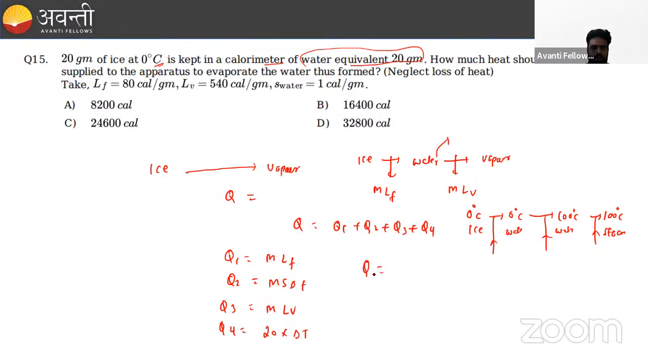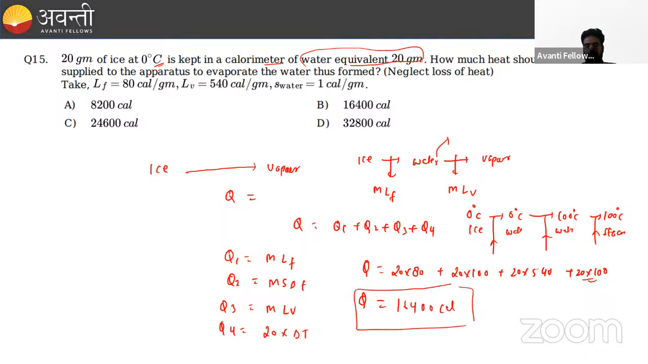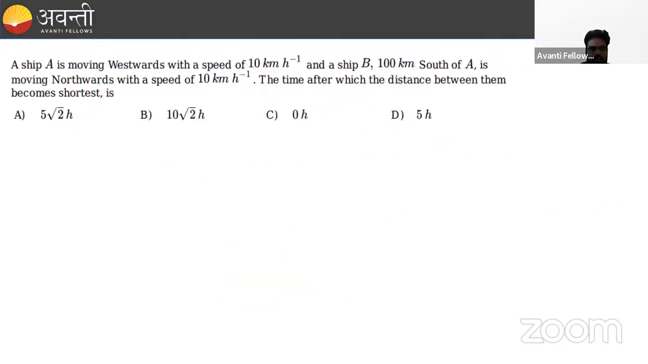After adding all four, the value of Q can be written as 20 into 80, plus 20 into 100, plus 20 into 540, and 20 into 100. This last one is the water equivalent, mass into change in temperature. After solving and adding these values, this will become 16400 calories. So this is the required heat to convert 0 degree Celsius ice into 100 degree Celsius steam. So option B is the right one. Let's move to the next problem.